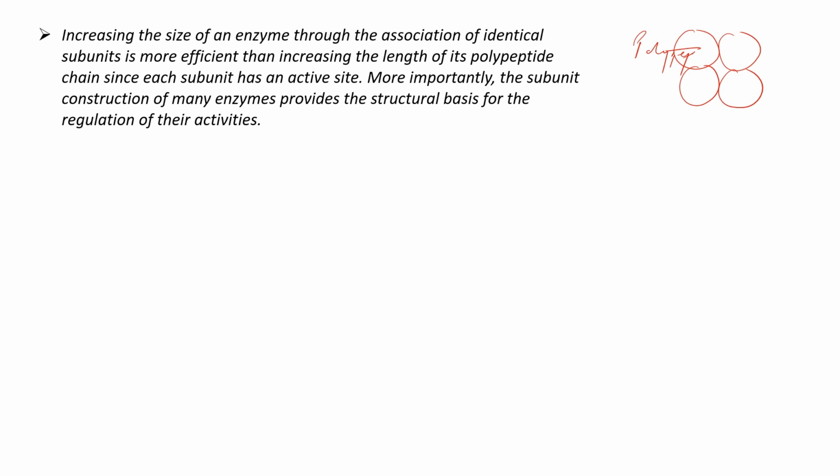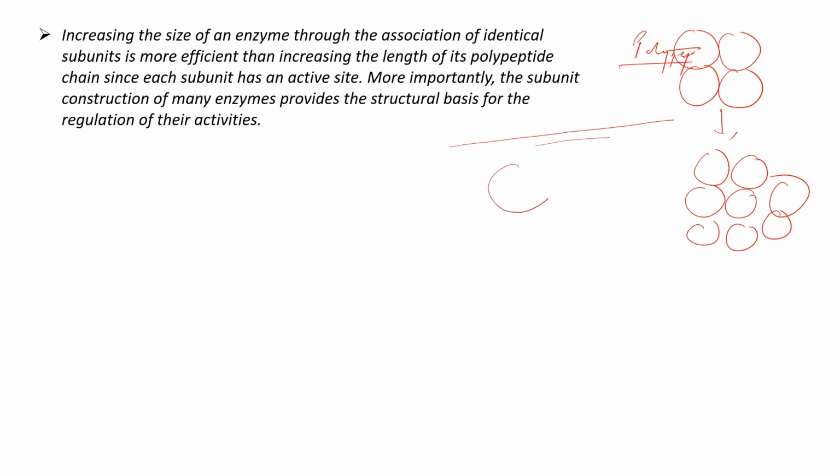Now, if we want to increase the size of the protein, it is better to increase it by increasing its number of subunits rather than by increasing the length of the polypeptide. Why so? If the protein has, say for example, one subunit and we increase the length of the polypeptide, this subunit will become larger in size. But if we increase the size of the protein by increasing the number of subunits, because each subunit has an active site, each subunit can perform functions and hence the efficiency of the protein will increase.